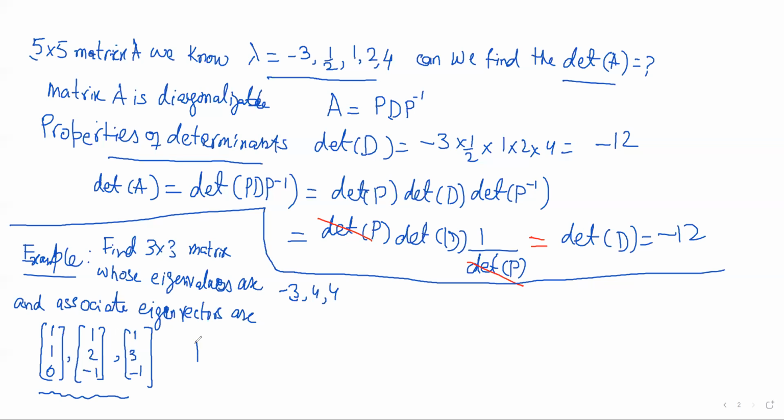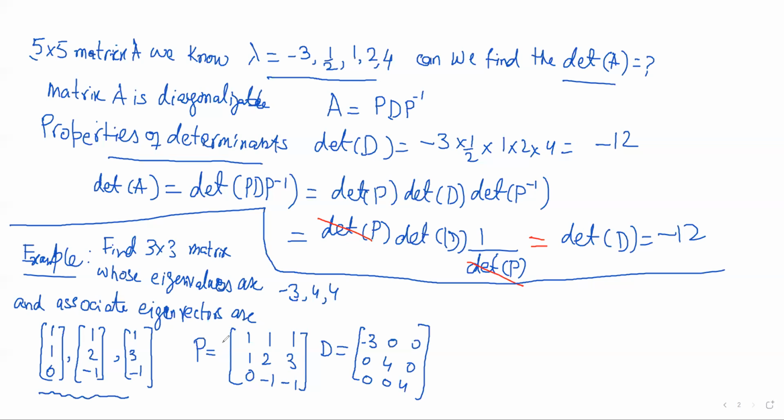So our matrix P will be, in this case, 1, 1, 0, 1, 2, minus 1, and 1, 3, minus 1 as columns. Okay, so 1, 1, 1, 1, 2, 3, 0, minus 1, minus 1. And then the diagonal matrix will be correspondingly minus 3, 0, 0, 0, 4, 0, and 0, 0, 4.